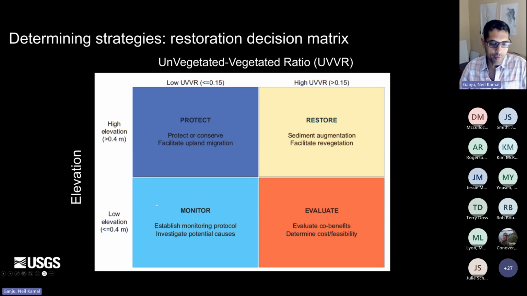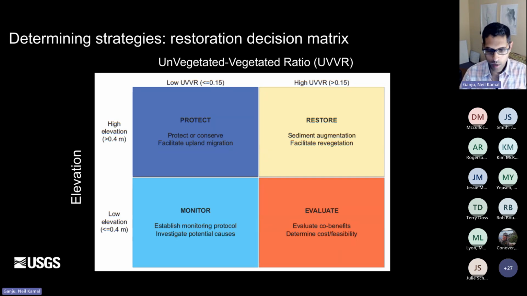And in the bottom left here, we have the monitor box. So this is low elevation marshes that are still intact horizontally. These would be cases where you would want to monitor if you're not already monitoring, or look at causes of that low elevation. Is it behind a tidal restriction? Is there locally high sediment, sea level rise? Is there a sediment supply issue?